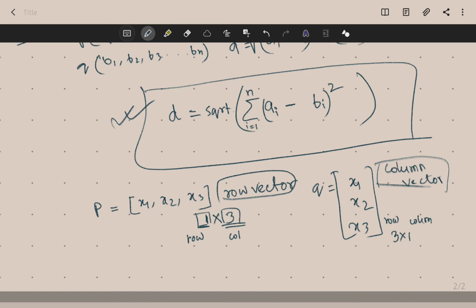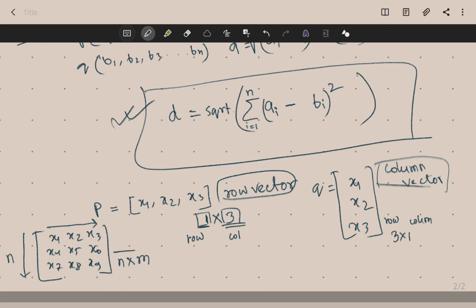How can I do it? By transposing the matrix. I will talk about the transpose later on, but suppose I have a matrix like this: x1, x2, x3, x4, x5, x6, x7, x8, x9. How can I write this matrix? This is my column and this is my row. Suppose I have n rows and m columns. So this is an n into m matrix. Everything is a matrix.